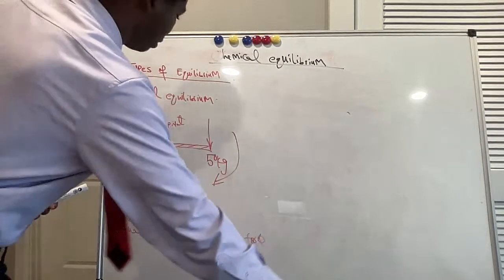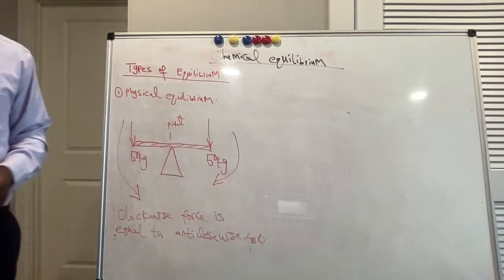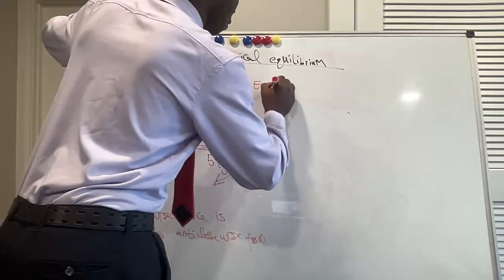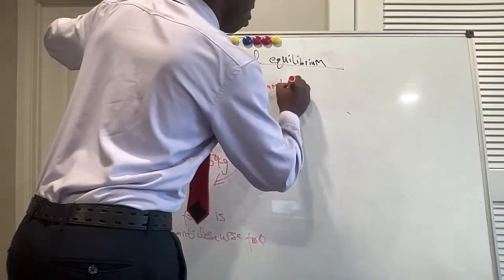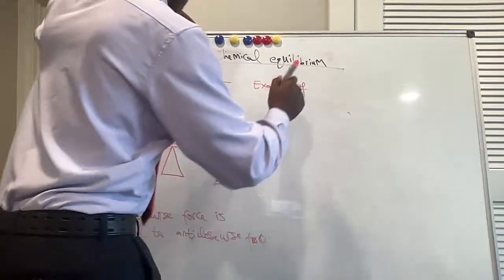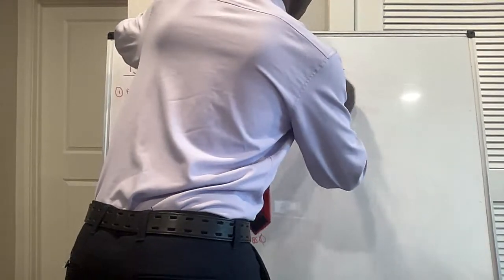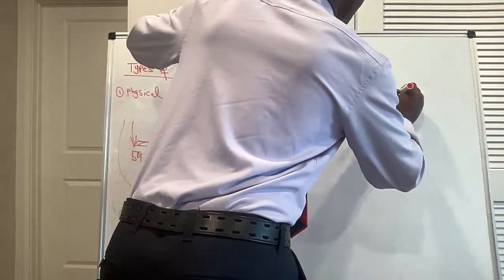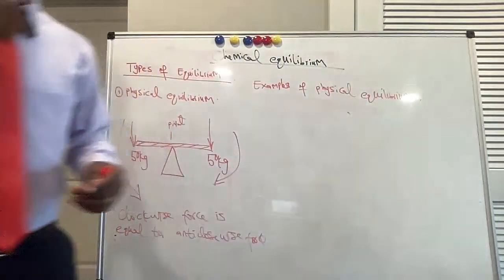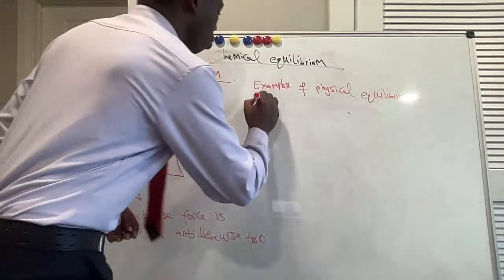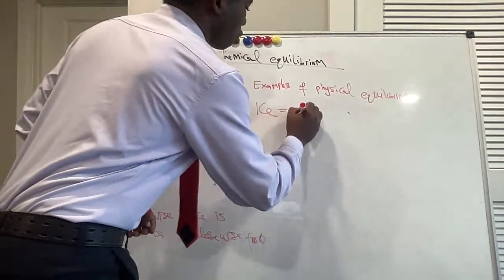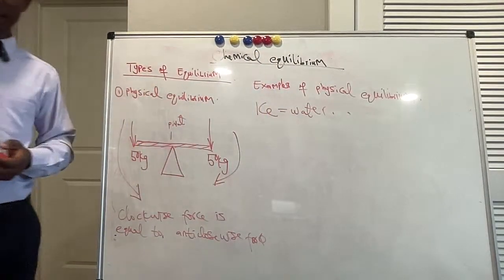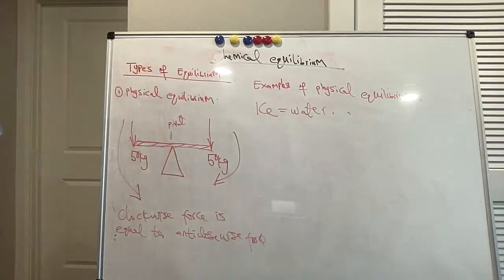So now we are going to look at examples of physical equilibrium. We can see ice is equal to water. If we have a cube of ice and leave it for some time, it will melt and change directly to water.